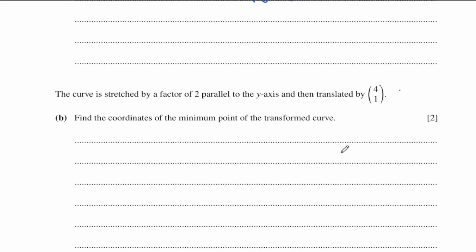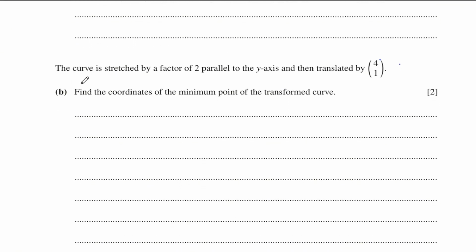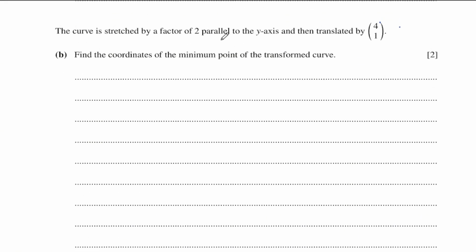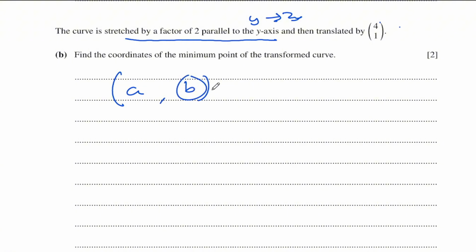Okay. So after this we go on to part B. The curve is stretched by a factor of 2 parallel to the y-axis, and then is translated by 4 and 1. So if you're looking at a single point, if you have a point (a, b), what happens here is, first, stretch factor of 2 parallel to the y-axis, meaning every y becomes 2y, so you're multiplying the y by 2. And so this b will just be multiplied by 2, and this will become a, 2b.